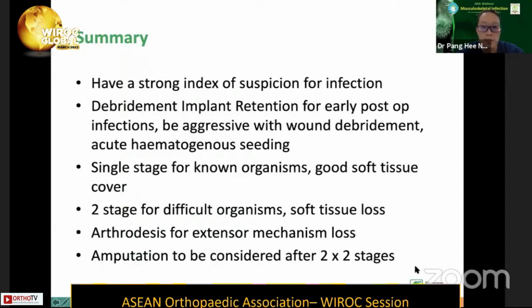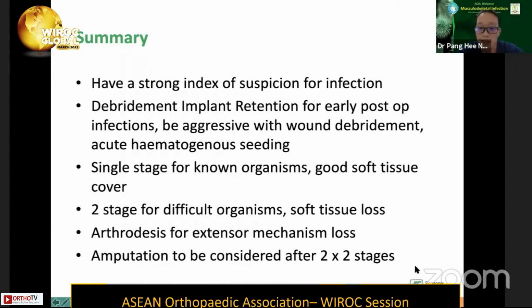Acute hematogenous setting should be top of your mind. It's appropriate for implant retention. Single stage for known organisms and good soft tissue cover. 2-stage for difficult organisms such as fungal infection, non-tuberculous mycobacteria, MRSA, and if you have soft tissue loss.